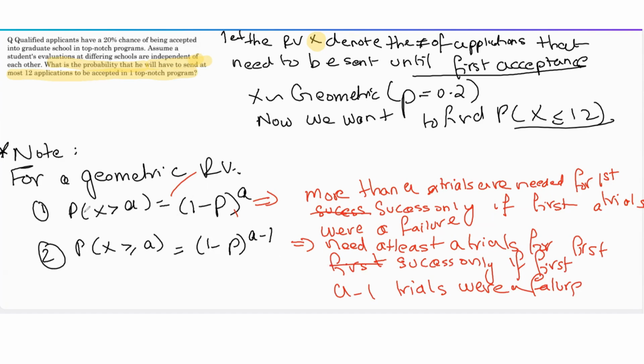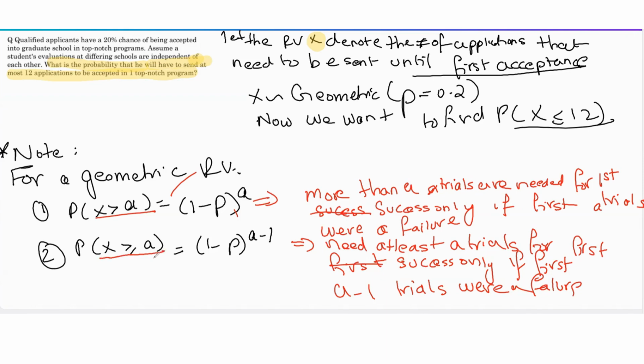So keeping this in mind for a geometric random variable can be very helpful, and it can help find its probabilities way easier than actually computing them using its PMF, right? So just keep in mind, the probability X is greater than a is simply (1-p)^a, because you need more than 8 trials for the first success if the first 8 trials were a failure. So the probability that X is greater than a is just the probability that the first 8 trials were a failure, so it is (1-p)^a.